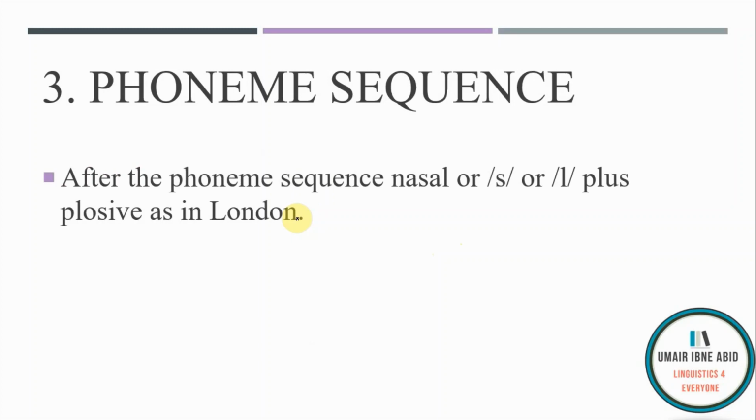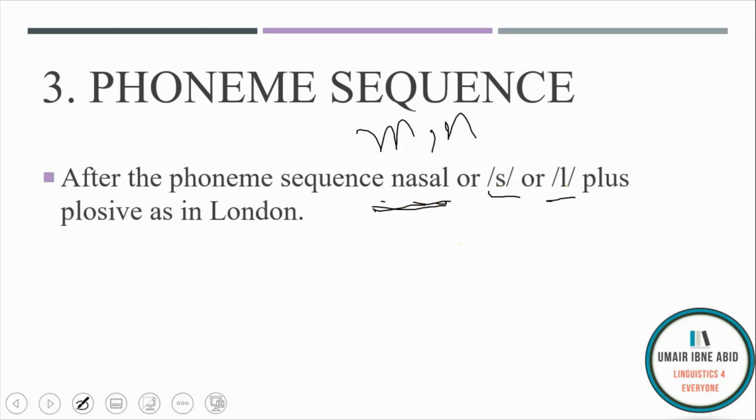And now the phoneme sequence. The phoneme sequence is that if there is a nasal sound, and we know m and n are nasal sounds, or s or l, and after any of these sounds we have a plosive, then once again syllabic n would be very rare, like in London.